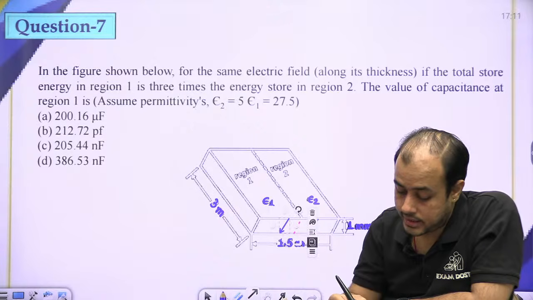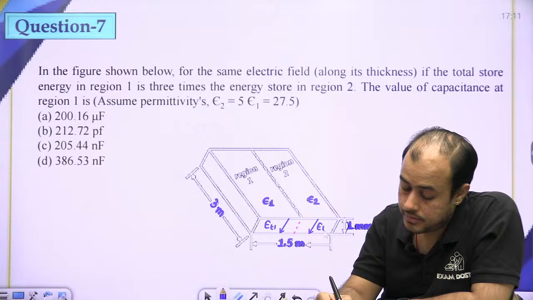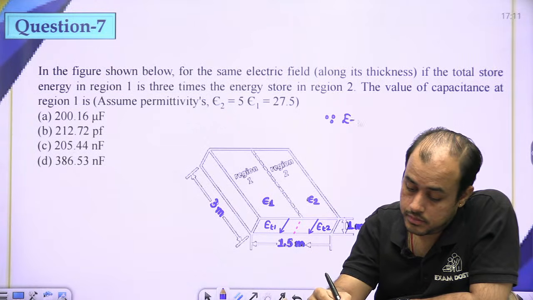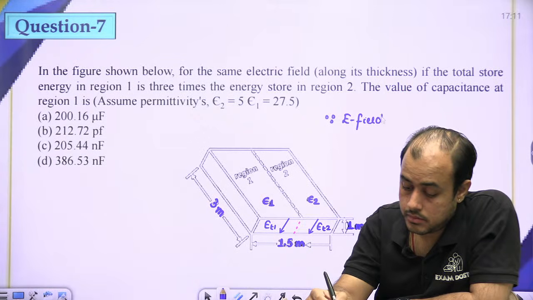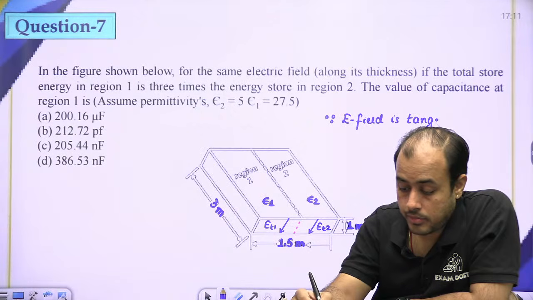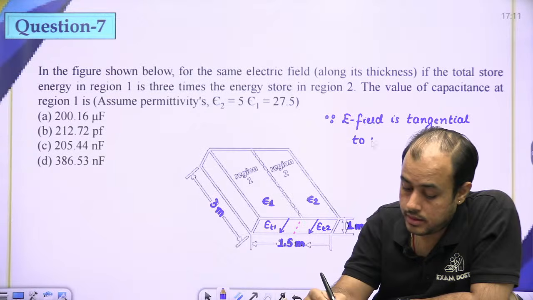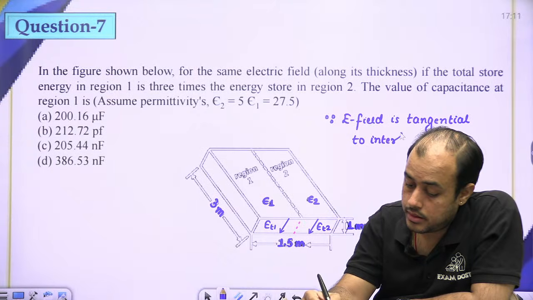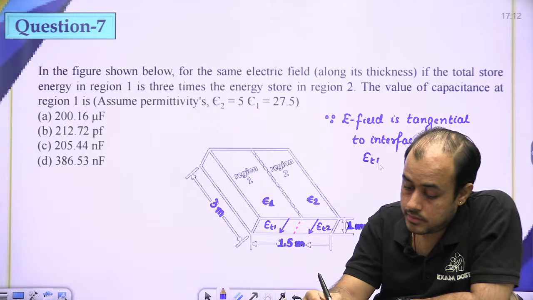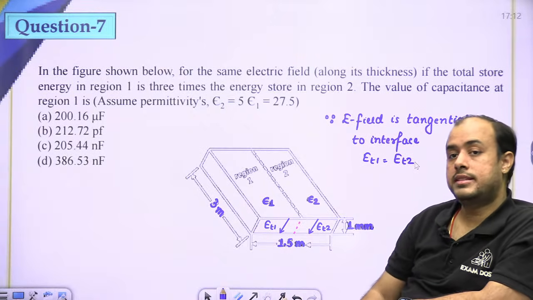बेटा because electric field is tangential ना, since electric field is tangential to interface, electric field will be same.